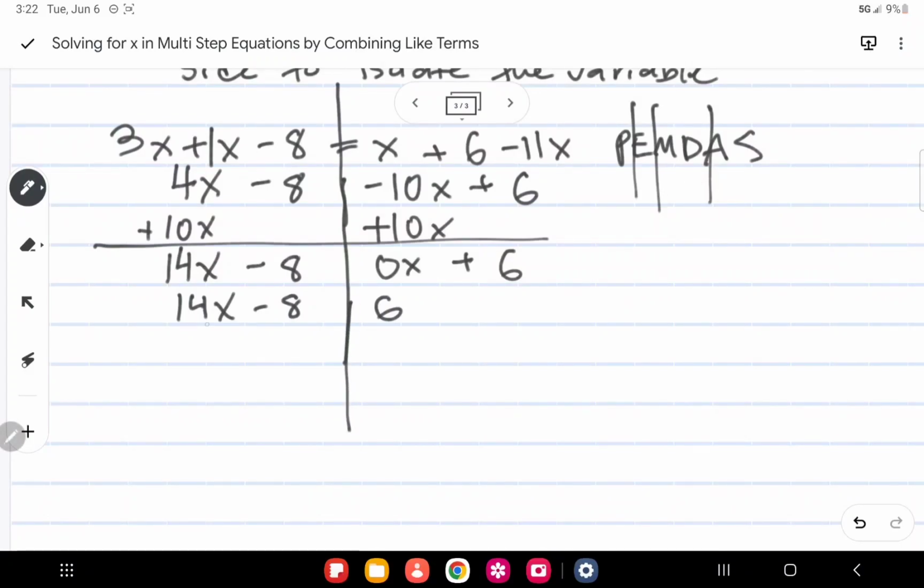Now going back to PEMDAS, the operation that's being done to the 14x is subtracting 8. The opposite of subtraction is addition, so we will add 8. And remember, whatever we do on the left side, we also have to do on the right side. So negative 8 plus 8, that's 0. 6 plus 8, that is 14. And we did not use 14x, so hence we have this. Oops, sorry about that.